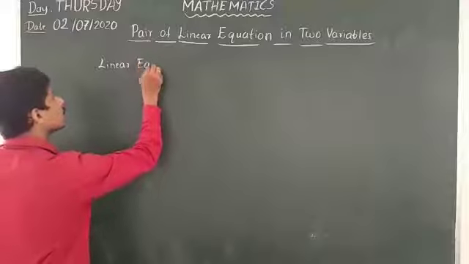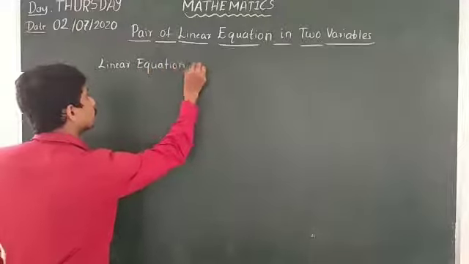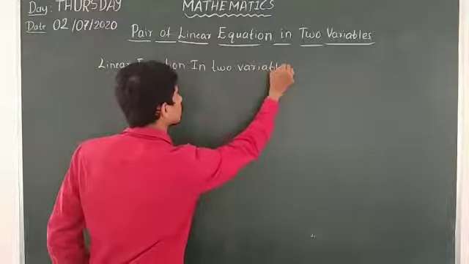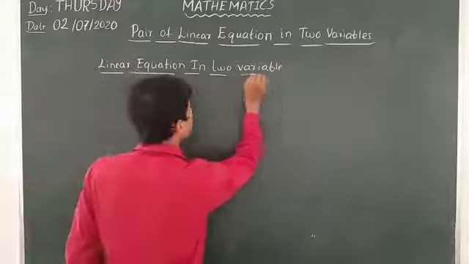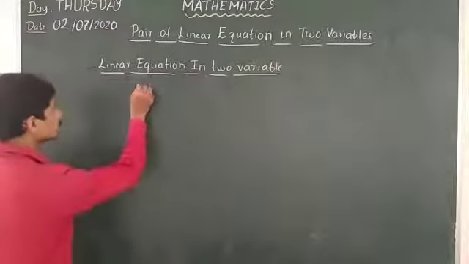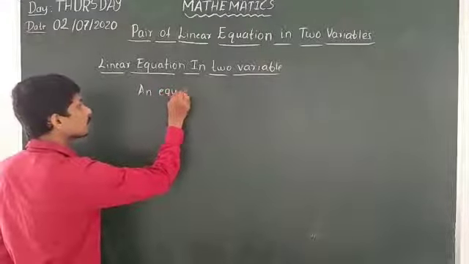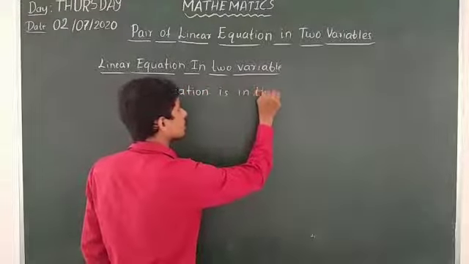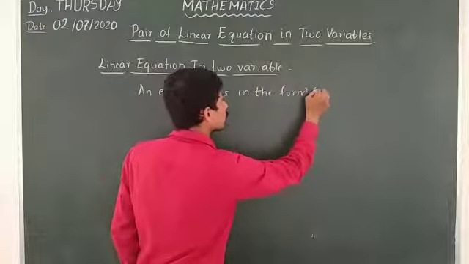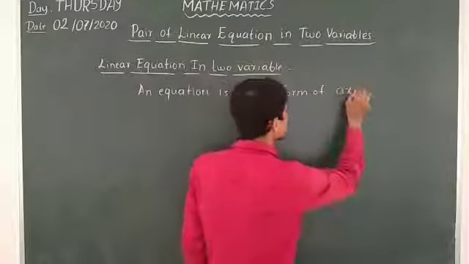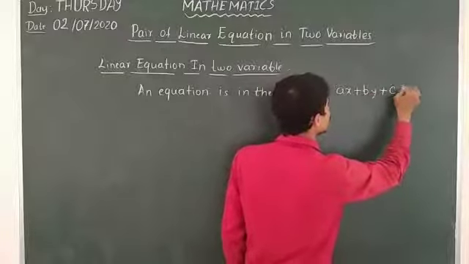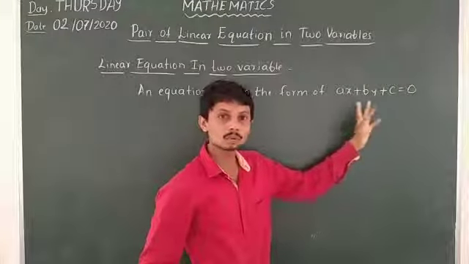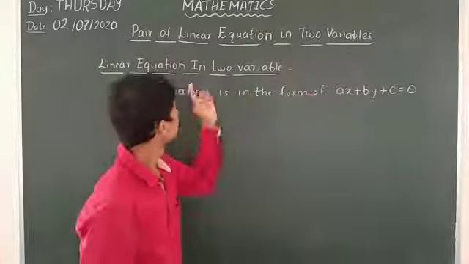Linear equation in two variables is an equation in the form of ax plus by plus c is equal to 0. Here there are two variables, x and y. It's a linear equation in two variables.